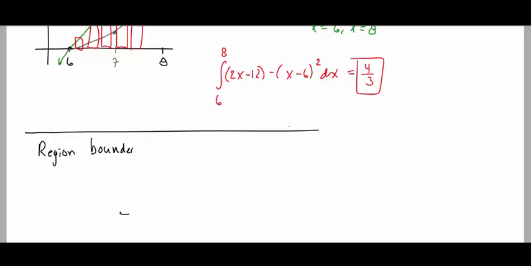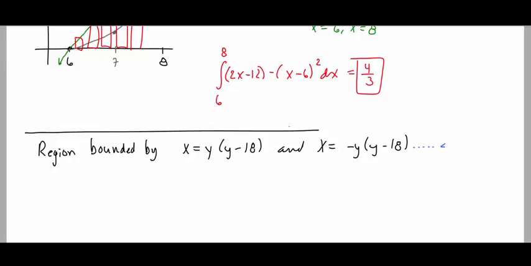bounded by, let's do x equal y times y minus 18 and x equal negative y times y minus 18. So right away, when I'm looking at this, everything is in terms of y already, so I think dy is easier here. So I'm going to want horizontal rectangles.